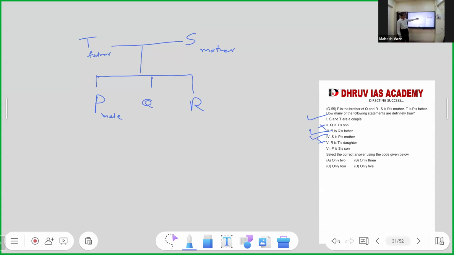It may be true. See, there is a possibility for the second also. Q may be P's son, but not definitely son. Because the question is, which statements are definitely true? And the last one, P is S's son. P being a male, this is also true. So statement number 1, 3, 4 and 6. 4 statements are true. So here only 4, Option C. See, you have to be very careful about the wordings. How many of the following statements are definitely true? Or the question would have been how many of the following statements may be true. So maybe means all the 6 may be true. But definitely true only 4.